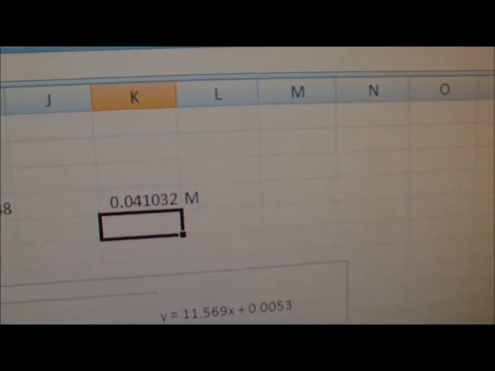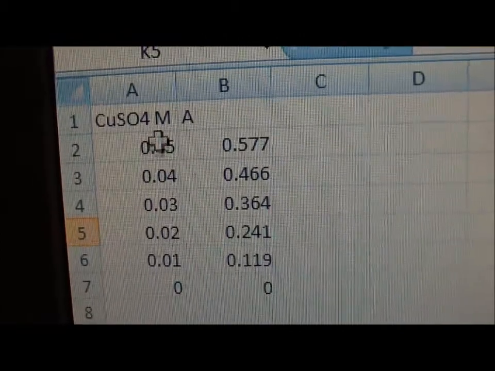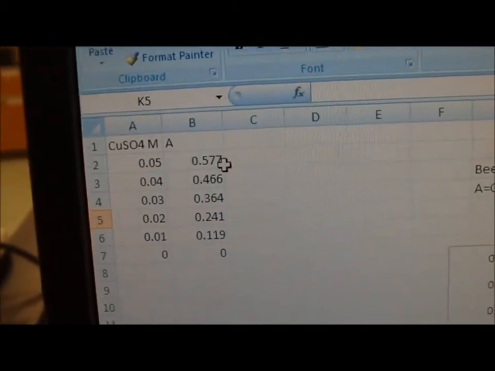There we go. So it tells me that the concentration of my unknown, and this is molar, is 41 millimolar, which makes sense, right? Because I saw that the absorbance was between 50 and 40 millimolar. So this value gives me the value of 41 millimolar. Good. So now I've determined the concentration of that unknown. It's 41 millimolar.